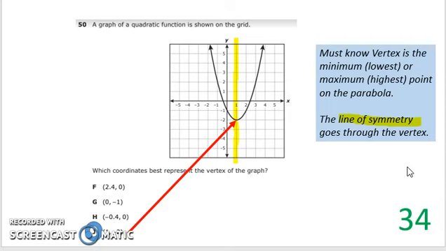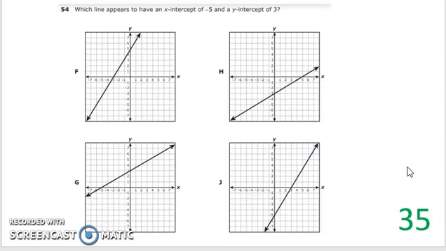And the vertex will also go, the line of symmetry will go through the vertex, and I've highlighted that in yellow, and that's just extra information in case you need it on Monday. Okay. This one, you got it.